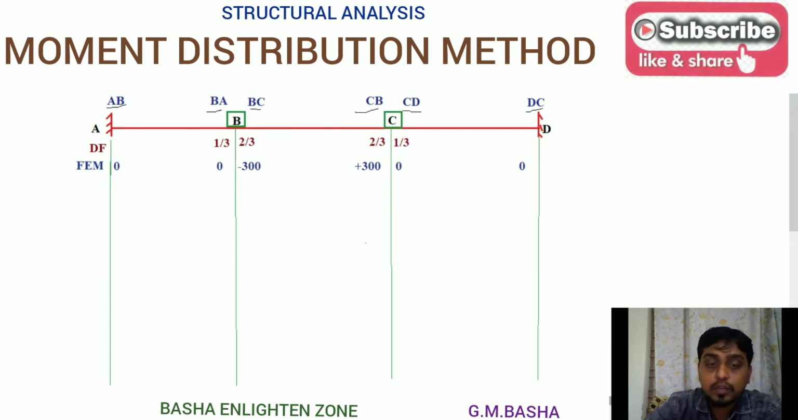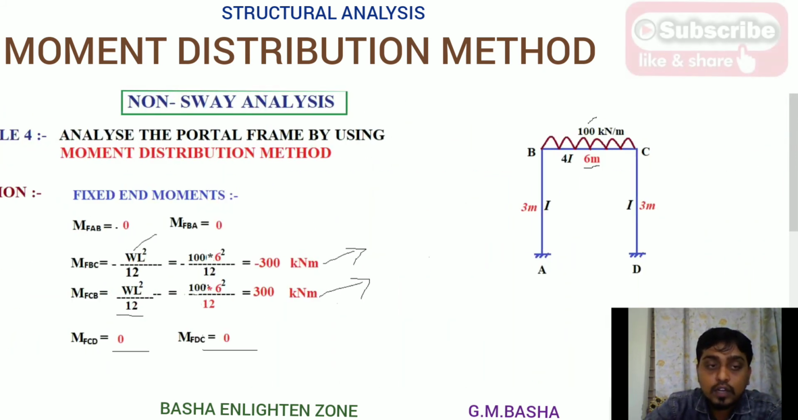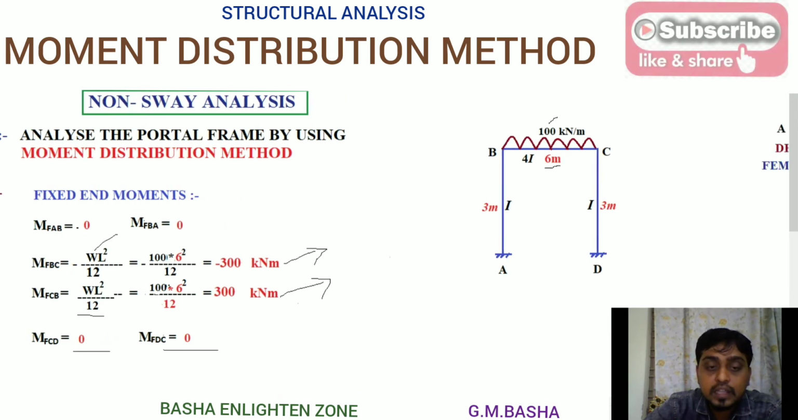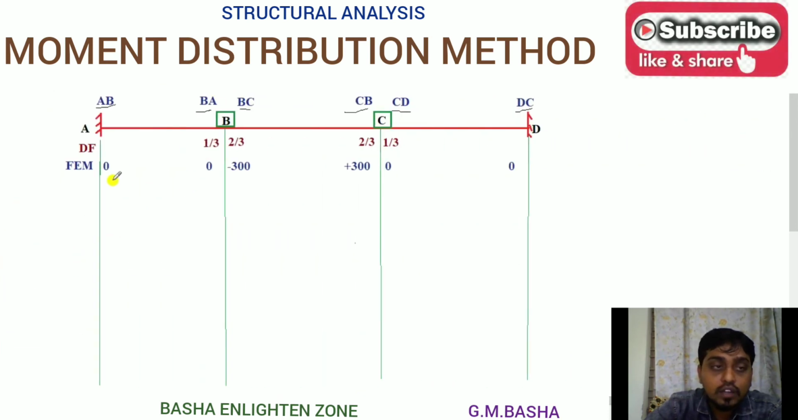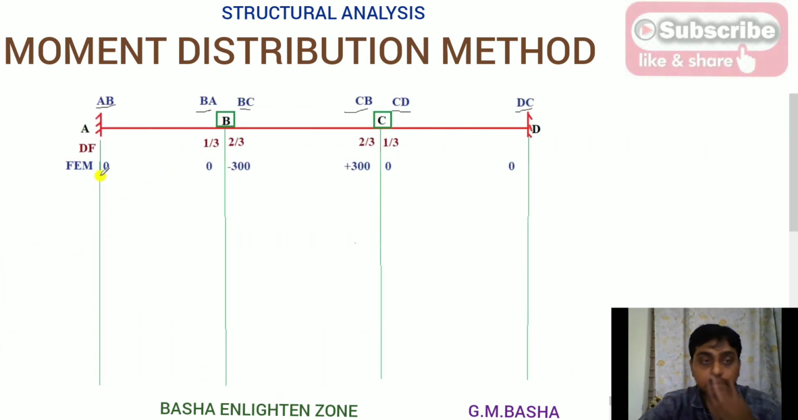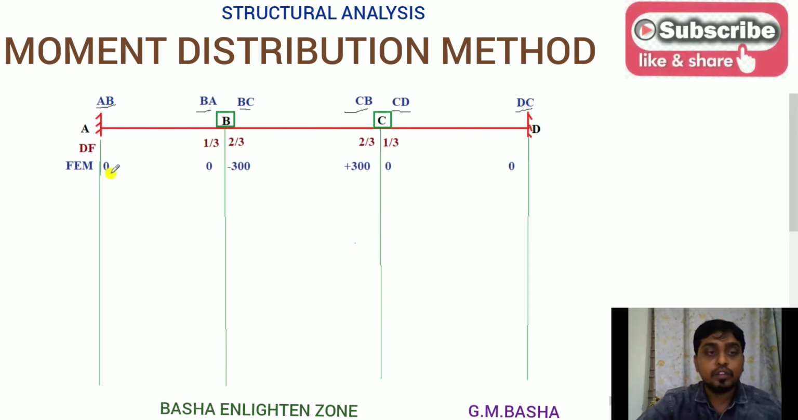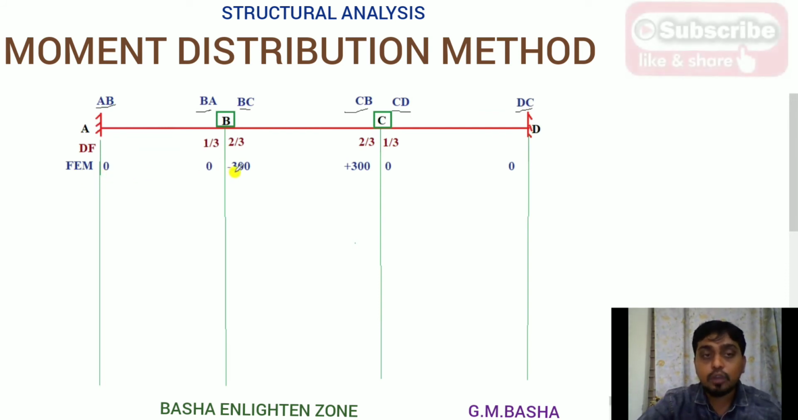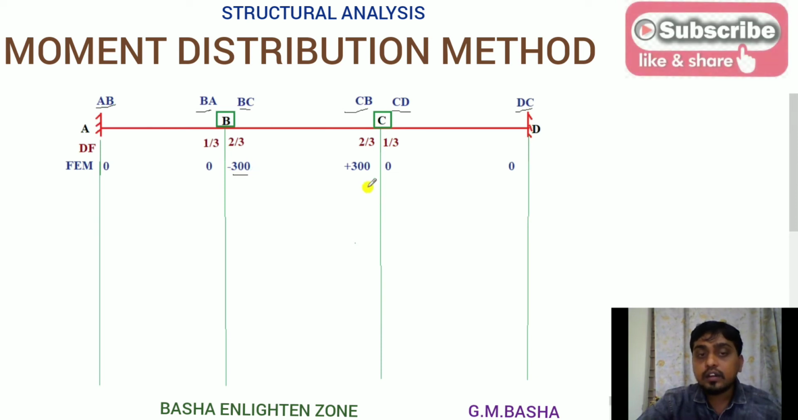Then fixed moments. We already calculated those also. For AB and CD it will be 0. Similarly for BC and CB it will be minus 300 and plus 300. Whatever fixed moments we calculated in the previous step, we are taking the same. For AB it will be 0, for BA it will be 0, for BC it will be minus 300, for CB it will be plus 300. Similarly for CD it will be 0 and DC it will be 0.